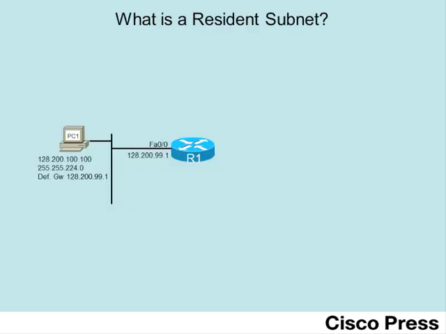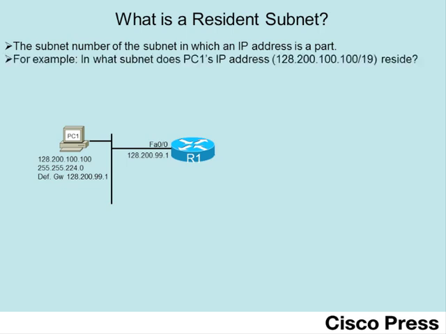So what is this idea of a resident subnet? Well, basically it's a subnet number, or a subnet ID if you prefer, and it's the subnet ID that's associated with a particular IP address. For instance, PC1 has that IP address you see on the screen, 128.200.100.100, and it's got the mask that you see there as well. So what is the subnet ID associated with that IP address and mask? Well, there's some math you can do, and the subnet ID would be 128.200.96.0.